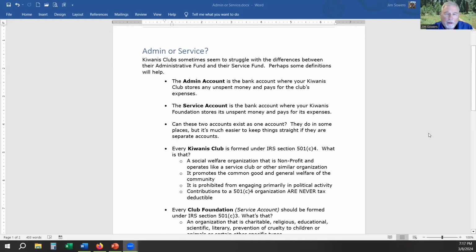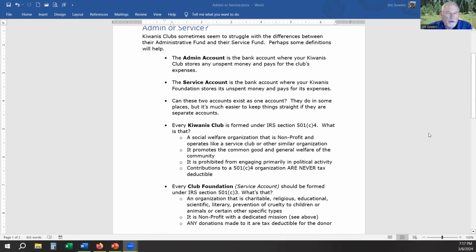Every single Kiwanis club was formed initially under the IRS rules in their section 501(c)(4). Well, what does that mean? Well, a 501(c)(4) type business is, according to the IRS, a social welfare organization that is nonprofit, and it operates like a service club or a similar organization. Well, Kiwanis is a service club. And so we certainly qualify in that regard. And everybody's Kiwanis club, their admin side, is a 501(c)(4).